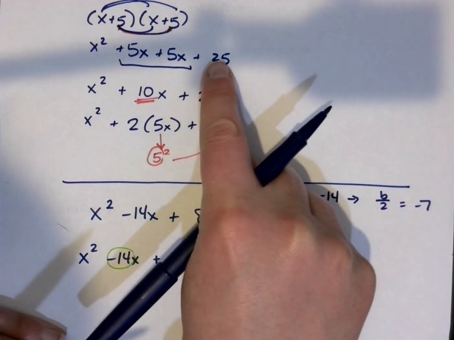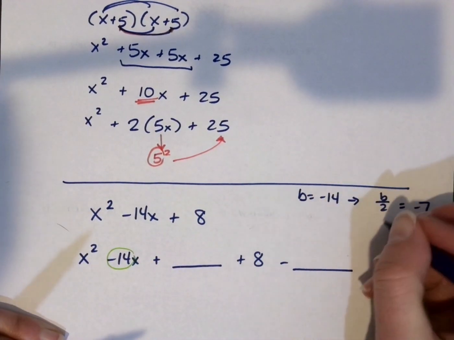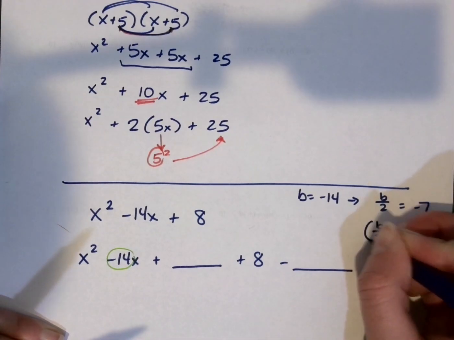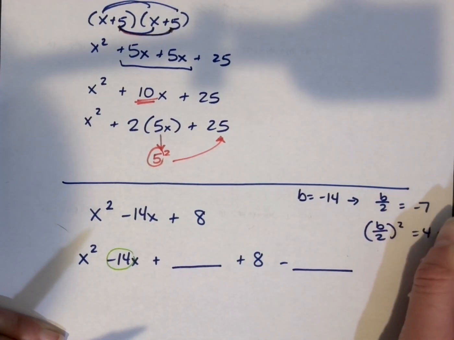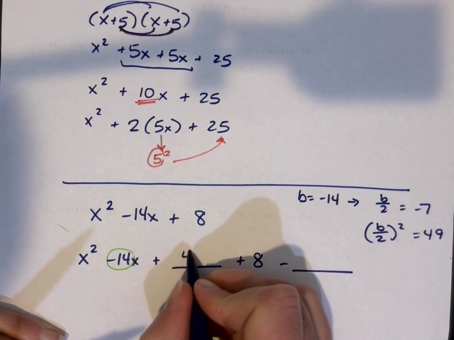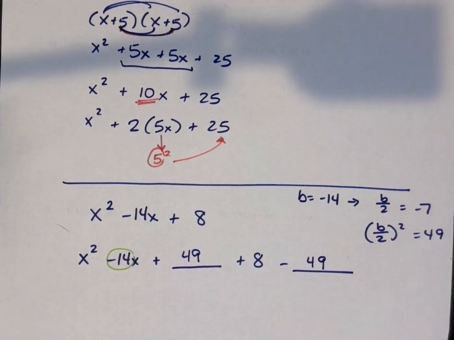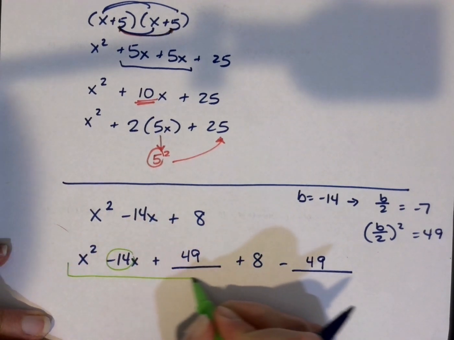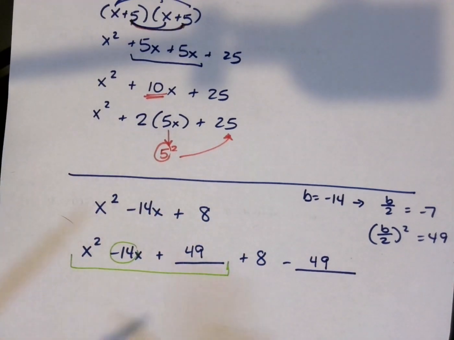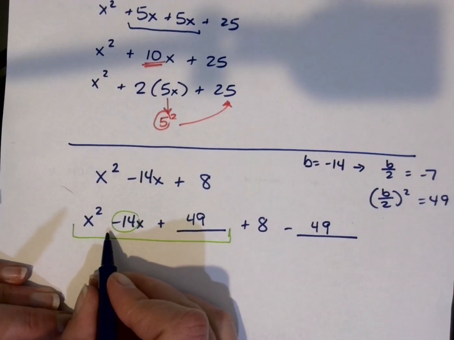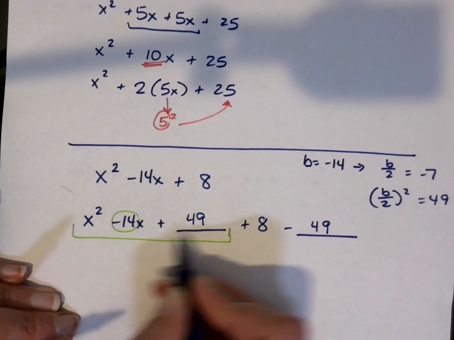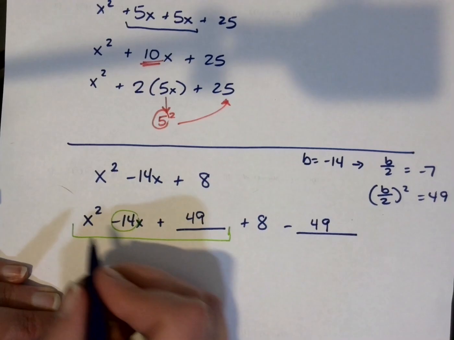And the number that's added on is that value squared. So b over 2 squared is 49. So I'm going to add 49 and subtract 49 from this equation. That's going to make this first part factorable. I need two numbers that both add up to negative 14 and multiply to a positive 49.